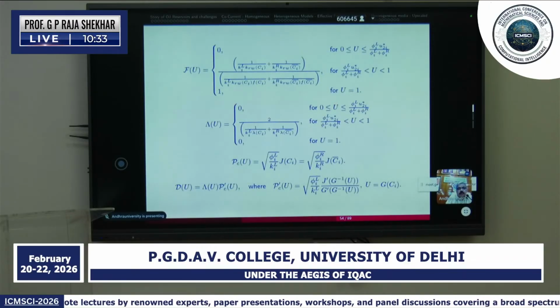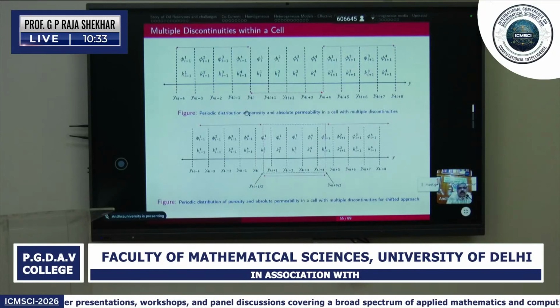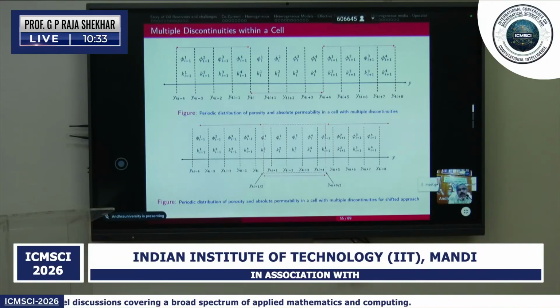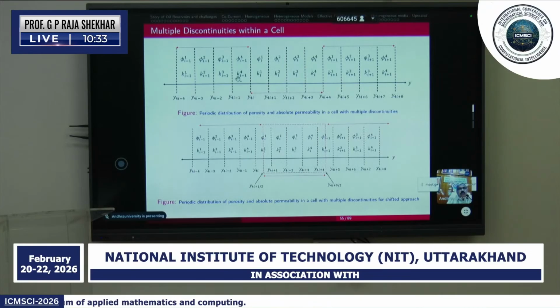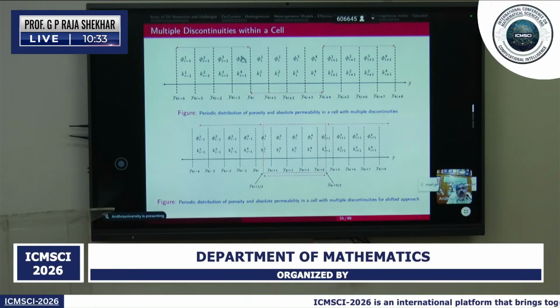So, the upscaled fluxes are a little complicated, but no problem. Then we want to do this with multiple cells, discontinuities. So instead of 2, 4 we have created 5_1, 5_2, 5_3, 5_4, repeated. K1, K2, K3, K4, repeated. But from block to block, there is a discontinuity, see 5_4, 5_1.